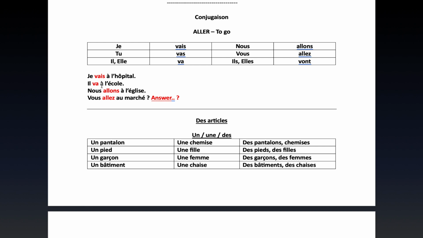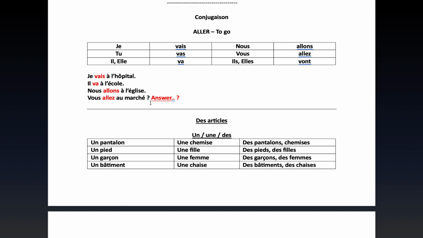So he is going to school. Il va à l'école. So it can be he is going to school or he goes to school. But in this context, we'll use he is going to school because that is literally what that sentence means. Il va à l'école. Nous allons à l'église. Église means church. So we are going to church. Nous allons à l'église.